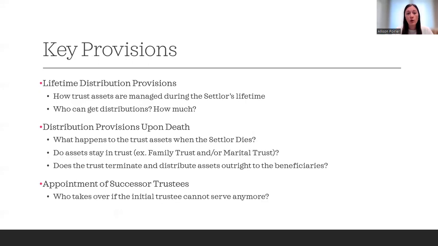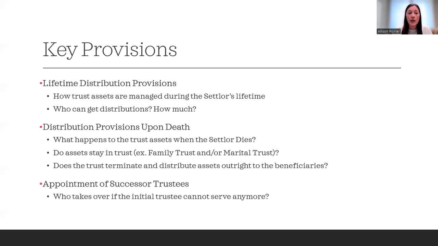Some other key provisions are going to be the lifetime distribution provisions. Because this trust is going to be implemented, or I should say effective, put into existence from the moment it's signed, that means assets can be put in the trust at the same time. So what are the rules for how those assets are to be managed? A lot of times those rules aren't very restrictive. They say that assets can go out directly to the settlor, to the settlor's spouse, or to the settlor's descendants, so children and grandchildren, pretty much without restriction. That's pretty common. But again, maybe your situation is different. So make sure to take a look at what those, quote unquote, lifetime distribution provisions are.